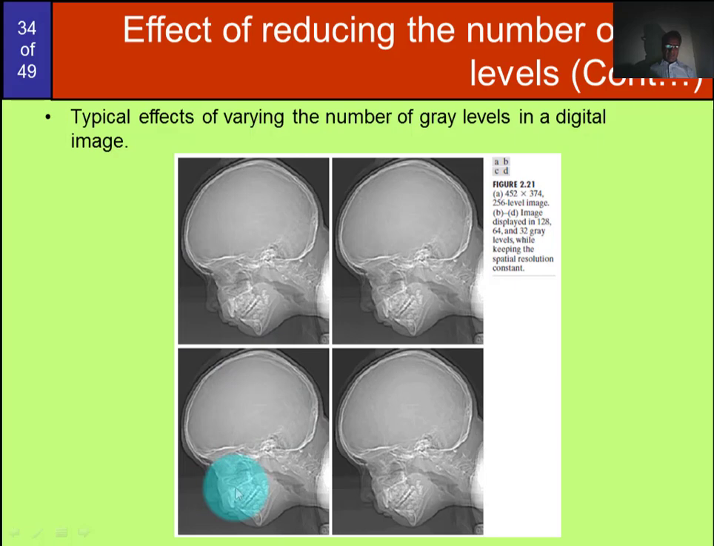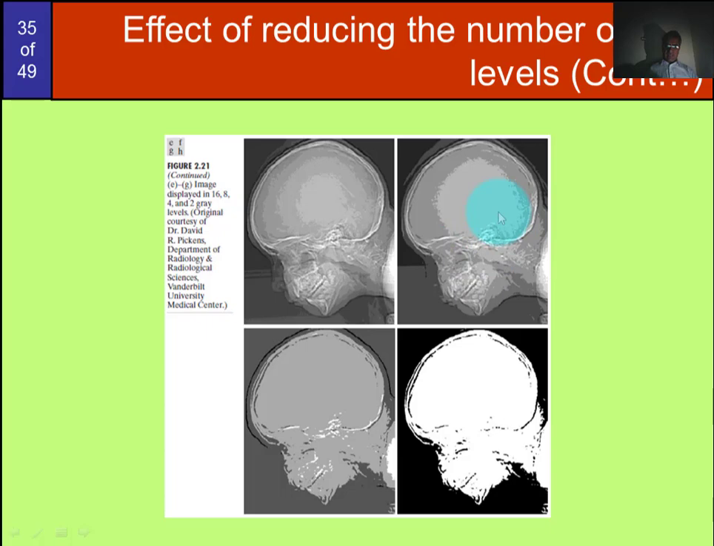This image contains 64 colors. This image contains 32 colors. Similarly, this image contains 16 colors, this image contains 8 colors, this image contains 4 colors, and this image contains only 2 colors. This example is called quantization of colors. You may see this is the gray level resolution.